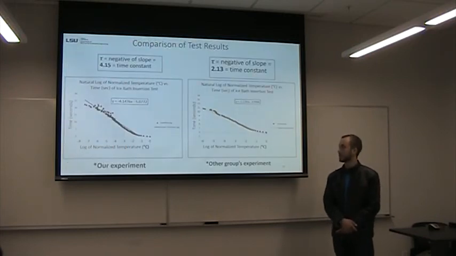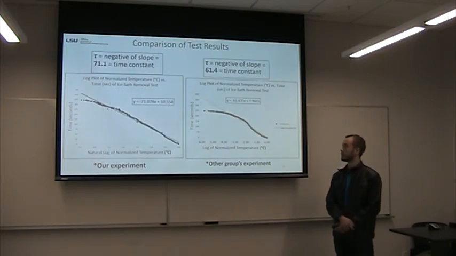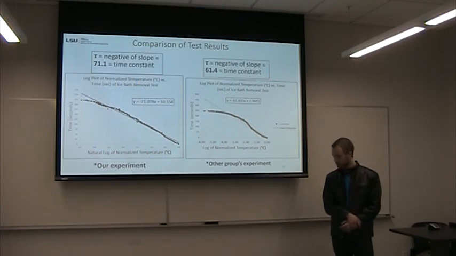If we compare our data, which is the left side graph, to the other group's cold water experiment, we see that the time constants are pretty close to each other, and they are both lower for the insertion test compared to the removal test, which is much higher, as you can see in these two graphs, with our experiment being the left one.